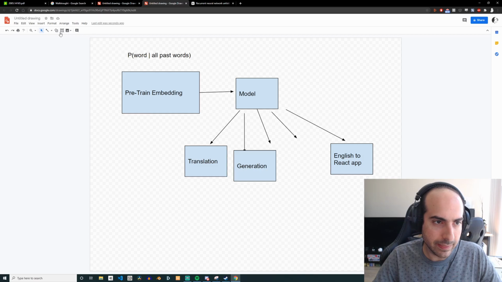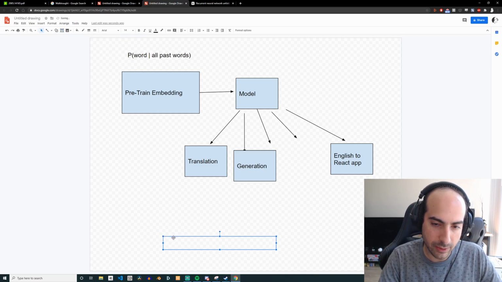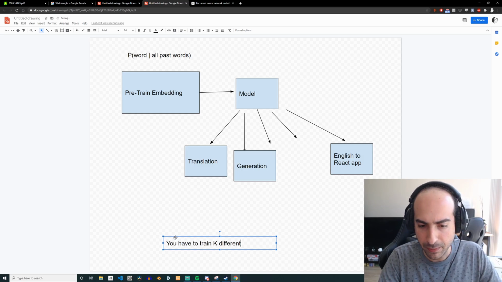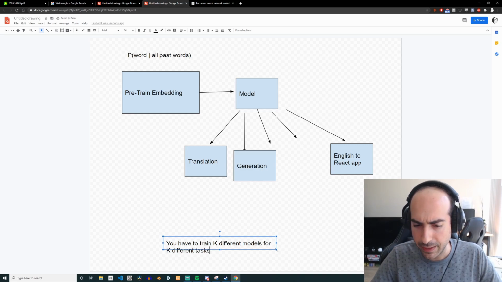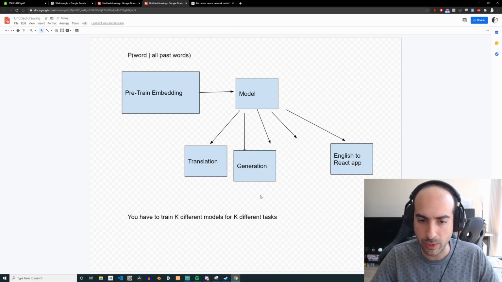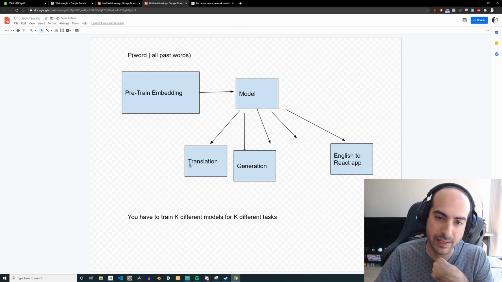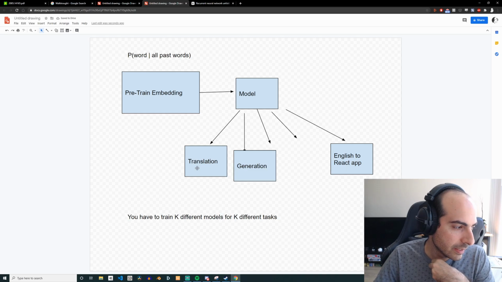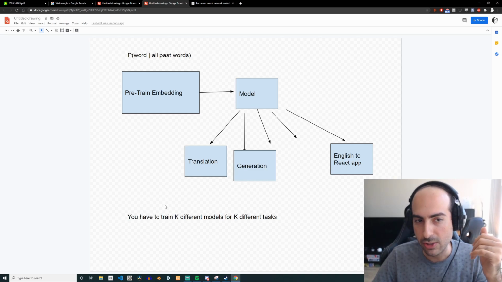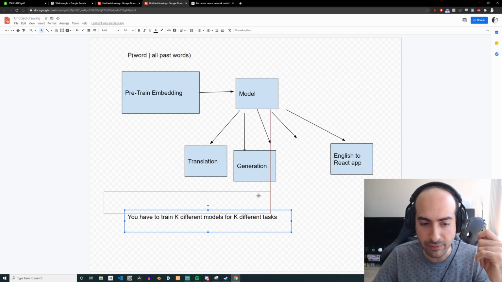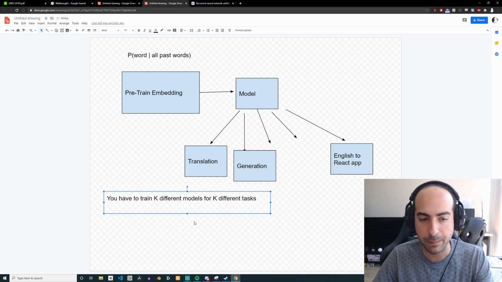So basically, that means you have to train k different models for k different tasks. And this feels kind of weird, right? Because on one hand, you would expect that if someone knows how to translate text really well, you could reasonably expect them to generate text really well. So the main thing I love about this paper is that this is the problem it solves.